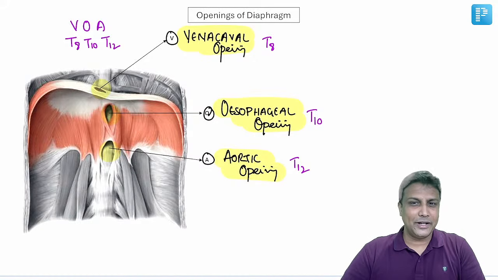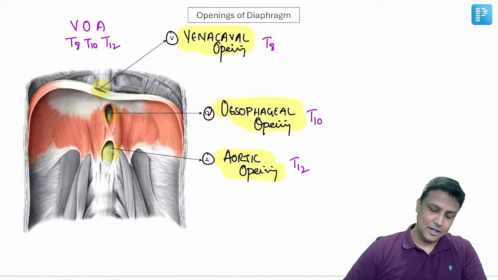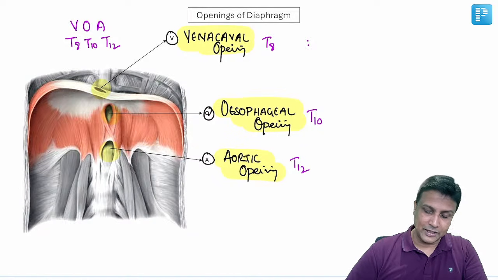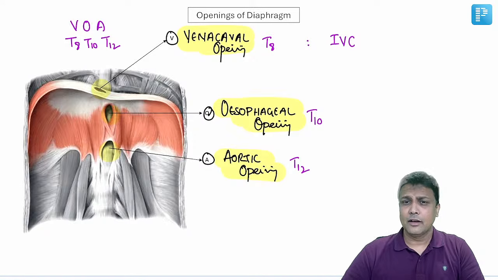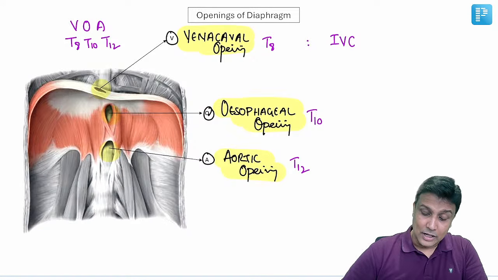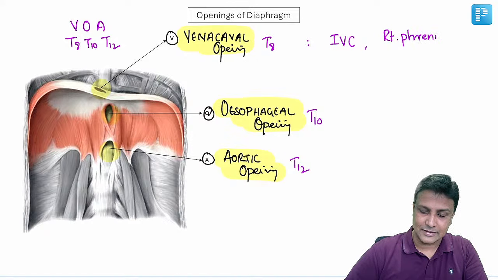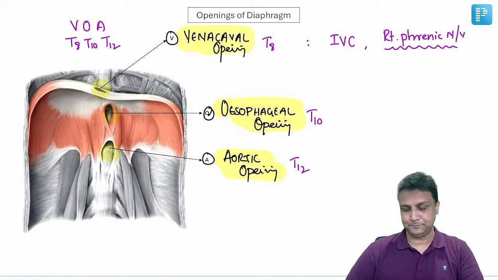Now, of course, there is an opening here. If there is opening present, then you have to also learn about the structures passing from here. So what are the structures passing from the vena cava opening here? Of course, there will be inferior vena cava. Write that and forget about that one, sir. Vena cava opening, inferior vena cava. They'll never ask you. Along with the inferior vena cava, there will be right phrenic nerve passing from here, sir.